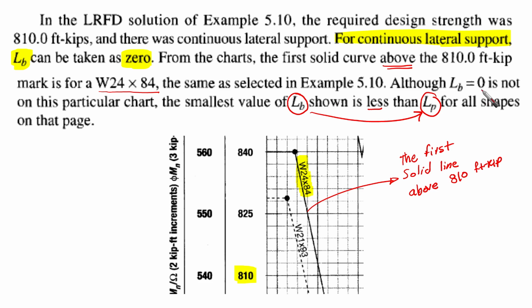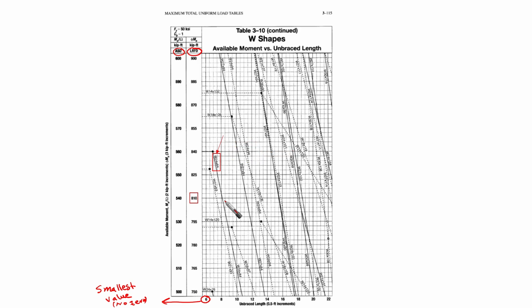Although LB equal to 0 is not in this particular chart, the smallest value of LB shown is less than LP for all shapes on that page. Okay, so we are dealing with this one. Okay, next.